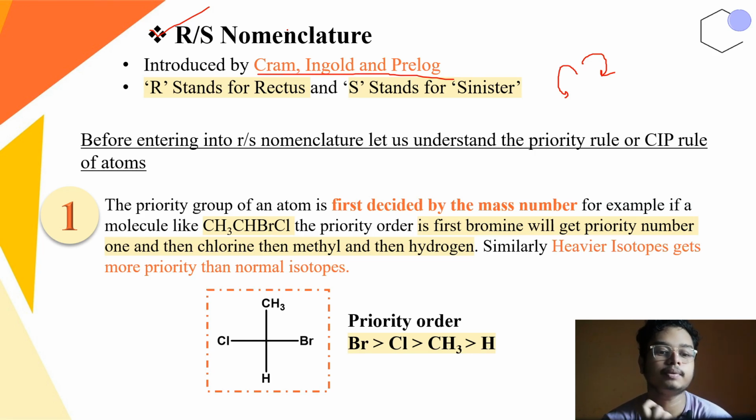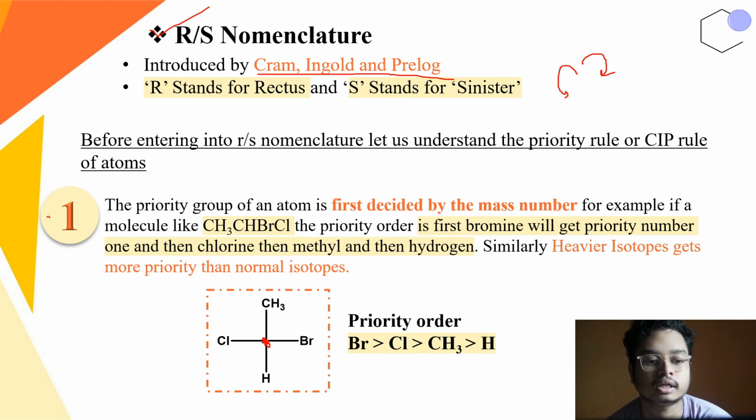The CIP rule assigns a priority to each group, like between these four groups, which group will be the highest priority, then the second highest, and the third highest. Depending on the priority, we look at whether the rotation is clockwise or anti-clockwise, and from there we determine the absolute configuration of the chiral carbon. The determination of priority contains certain rules, called the CIP rules.